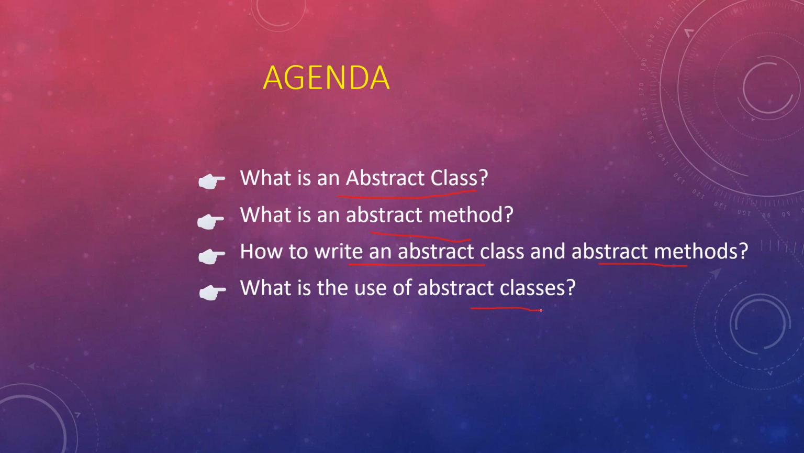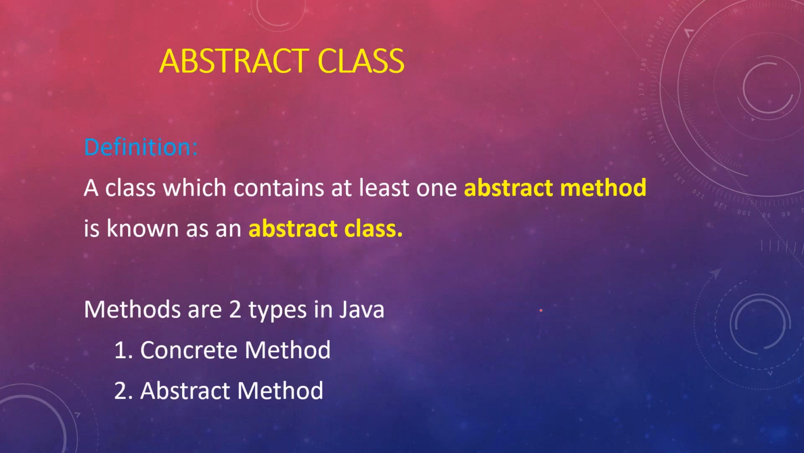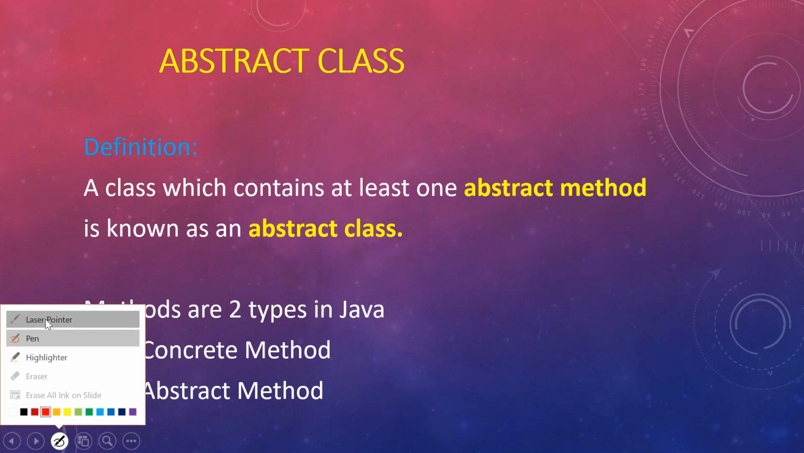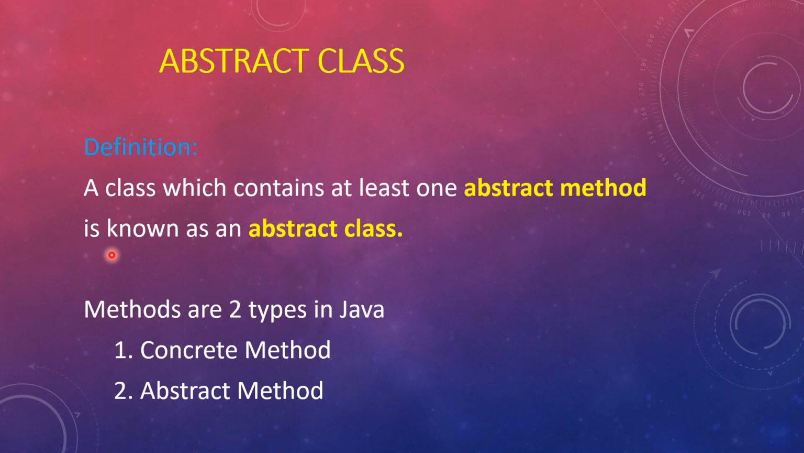What is an abstract class? This is the definition of an abstract class. A class which contains at least one abstract method is known as an abstract class. If a class contains at least one abstract method.